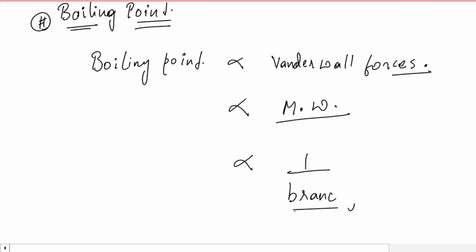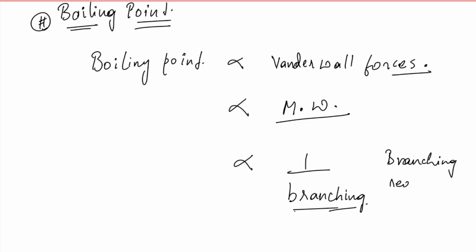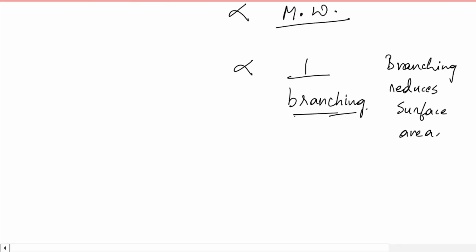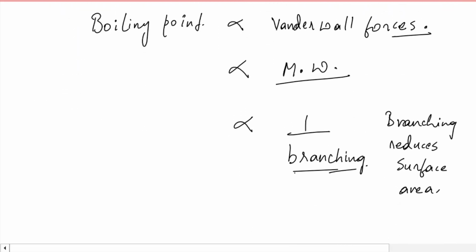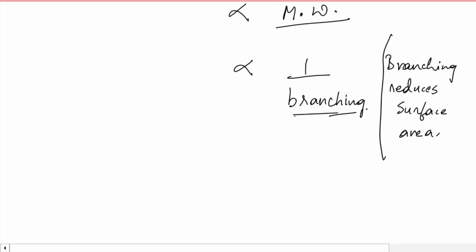because branching reduces the surface area. If branching reduces surface area, this leads to a decrease in van der Waals forces, due to which boiling point is also decreased. So boiling point is inversely proportional to branching. This we have to remember.